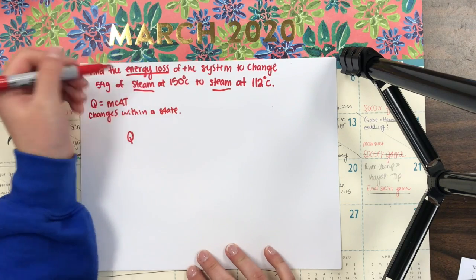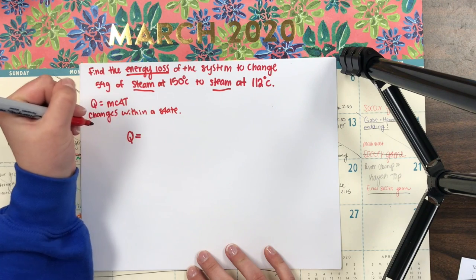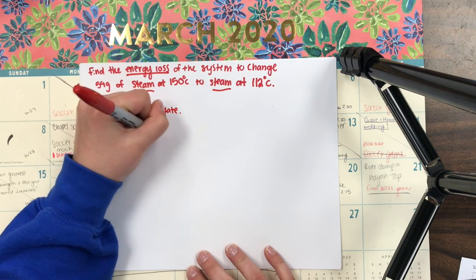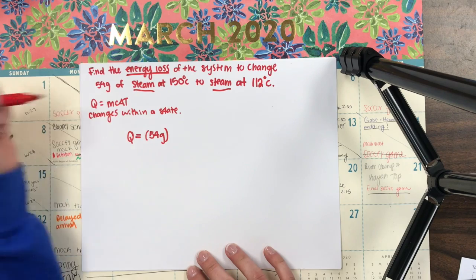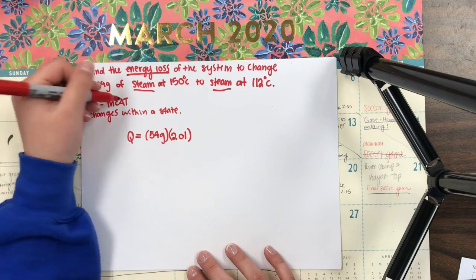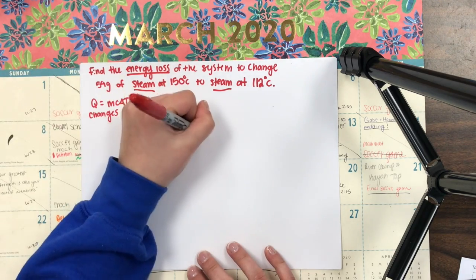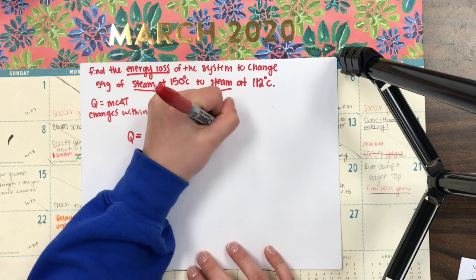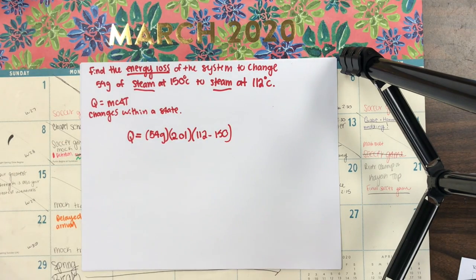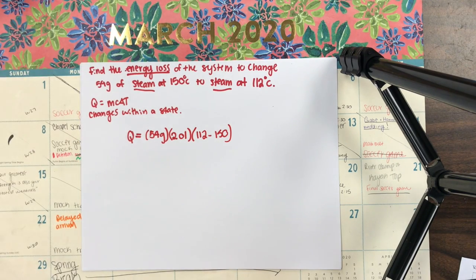We're trying to find energy loss, so that would be energy, our Q, and then we have 54 grams as our mass. And our specific heat of steam is 2.01. And our change in temperature is final minus initial, so we're going to do the 112 minus the 150. So you'll end up with a negative number here, but that's nothing to worry about because we are looking for energy loss. When energy is being lost, you can expect that it'll be negative because we're going from a higher state of matter to a lower state of matter.